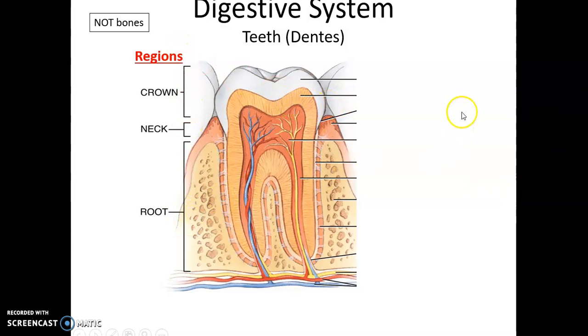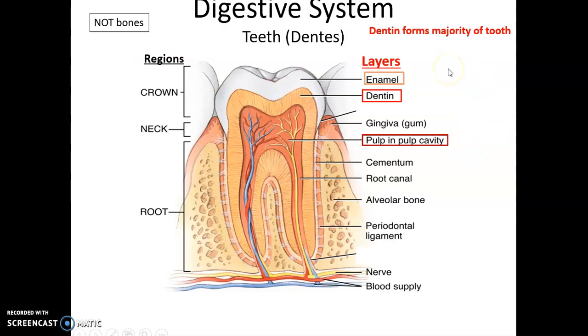If you wanted to break the tooth down in regions, you have the crown, which is above the gum line, the neck, which is at the gums, and then the root, which goes into the bone. So the crown is above the gum line in the oral cavity. The neck is where the gums are, and then the roots are where the bone is.